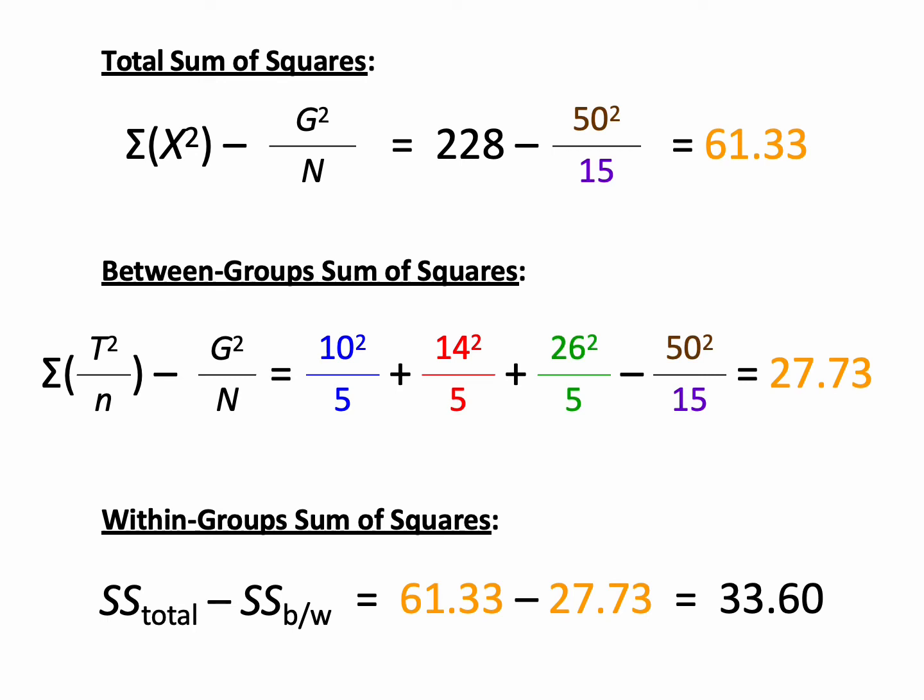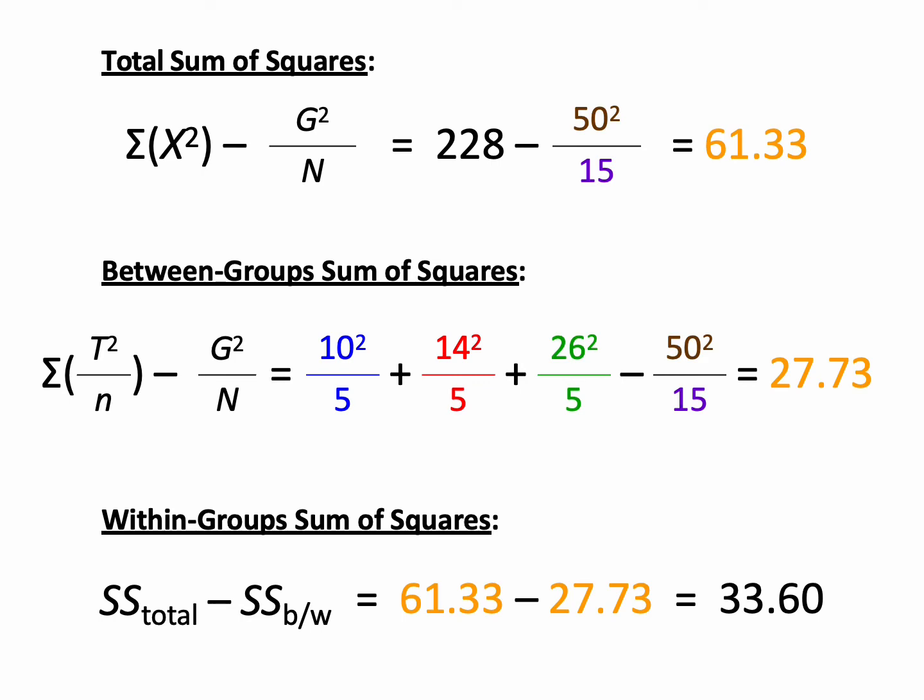Then we get to our easiest calculation. When we're ready to compute our within groups sum of squares, we simply take the total and subtract the between. So 61.33 minus 27.73 is 33.6.